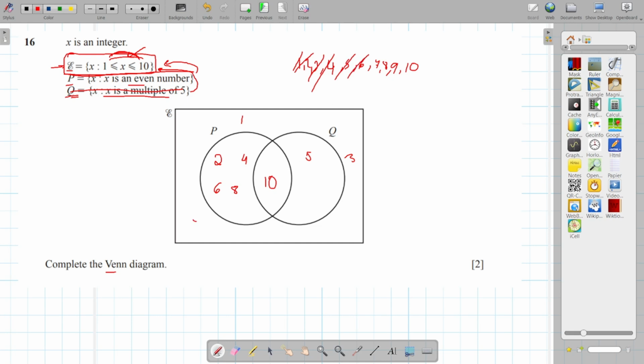7, you don't have it, so you have to write it. 8, you have in Q and P, so you just cancel it out. 9, you don't, so you have to put in 9. But 10 you have over here in the intersection, so you just cancel it out. Like this, you're done the Venn diagram, and you get your easy 2 marks.